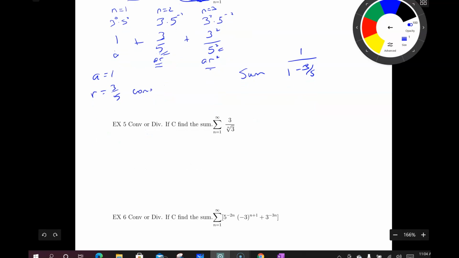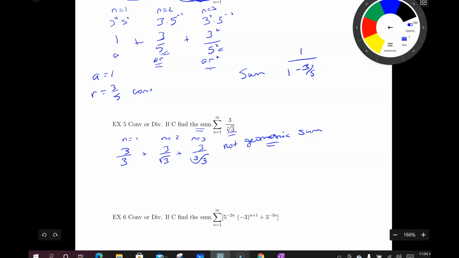Okay. C or D, if C, find the sum. So if I plug in n equal 1, n equal 2, n equal 3. For n equal 1, I get the first root of 3, so that's just 3, plus 3 over the square root of 3, then 3 over the cube root of 3. Wait a minute, this is not geometric, is it? It's not a geometric sum because I don't have a common ratio.